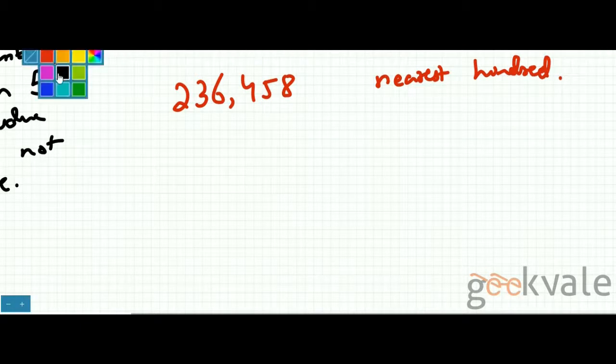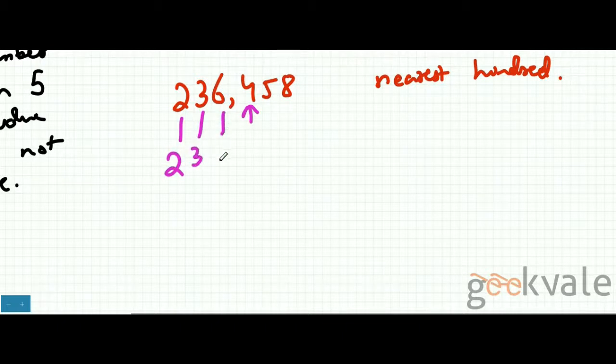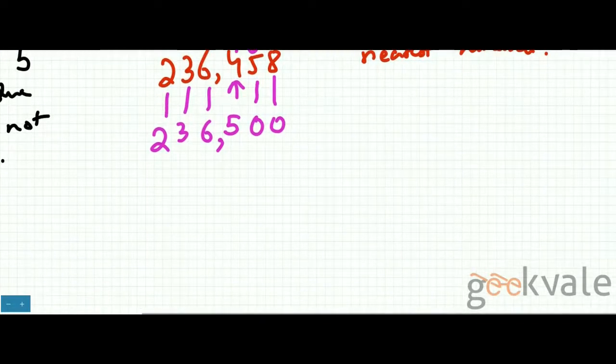First of all, we'll locate the number which is at the 100 position, 4. Everything before 4, if we remember the rule, will stay as it is: 2, 3, 6, and everything after the 4 will become 0, 0. Whether we add 1 to the 4 is decided by the number next to it. That 5. If the number is 5 or more, we add 1. So it will become 236,500.